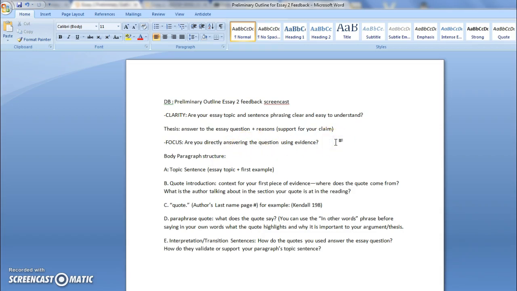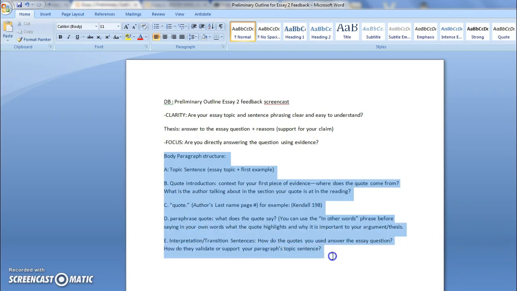Then when I look at your paragraphs, for us we asked you to write one body paragraph here. I'm looking for two things. One, is it focused? Are you directly answering the question using evidence? And related to that, do you have the structure? This is a little bit more detailed than what Ms. Tuttle provided, but it's the same information. It's just trying to give you more direction.